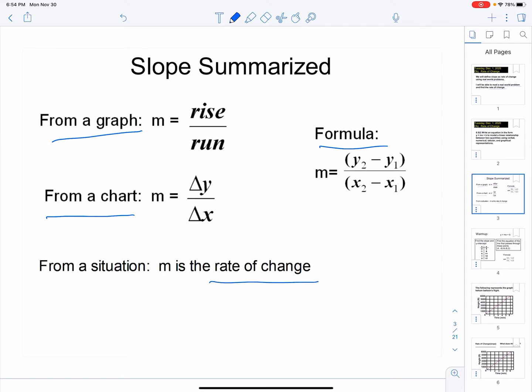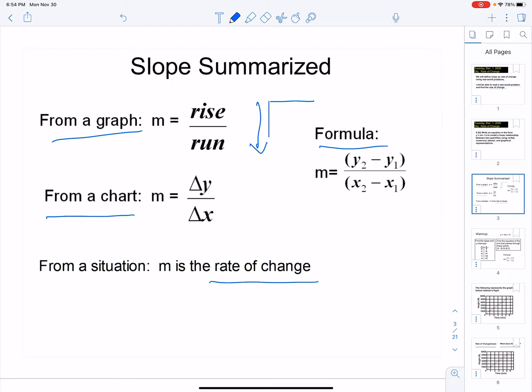From a graph, we know we can do rise over run, which is up and over. If it is a rise, we know it's a positive slope. If it's a fall, we know it's going to be a negative slope. From a T-chart, as of yesterday, we talked about this little triangle, which stands for delta, and delta means the change in. So we've got the change in y, which is the pattern on the right side of the T-chart, divided by the change in x, which is the pattern on the left-hand side.